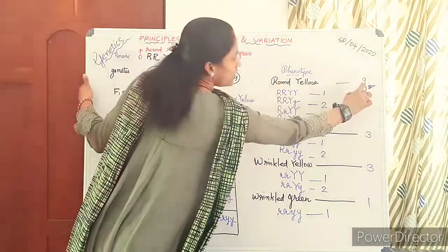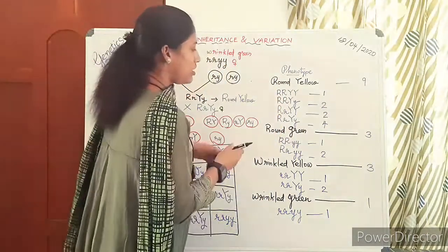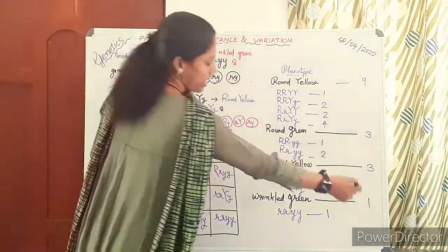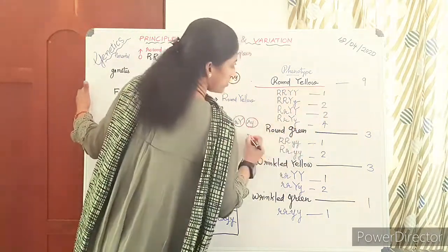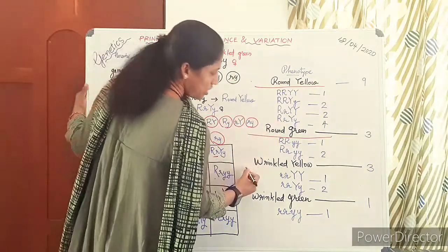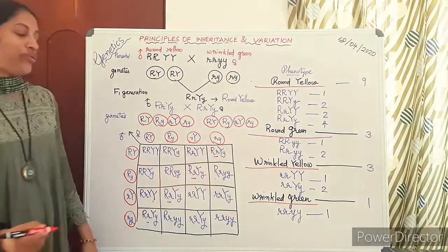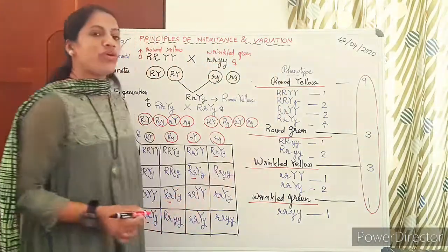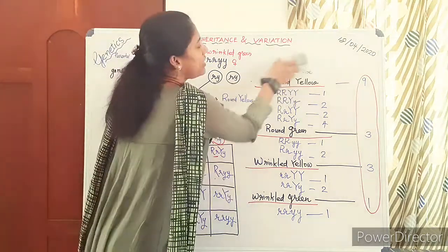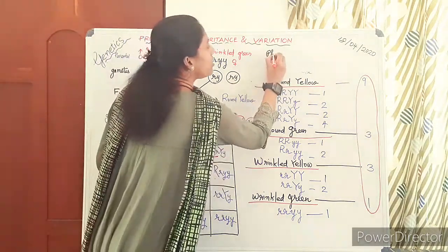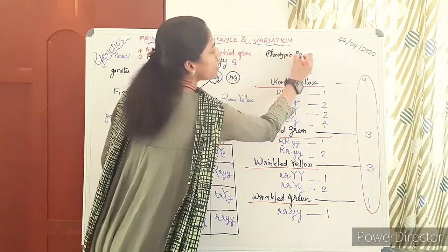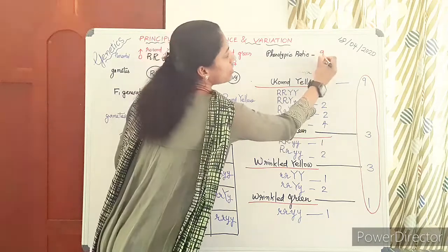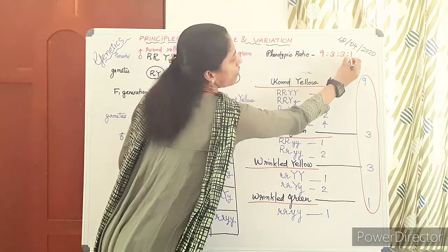Is it clear? So there are 9 round yellow, then 3 round green, then 3 wrinkled yellow, and 1 wrinkled green. You can just cross-check the Punnett square for this. These are the phenotypes: the plant is expressed as round yellow, round green, wrinkled yellow, wrinkled green. So this is the phenotypic ratio of F2. In a Mendelian dihybrid cross, the F2 phenotypic ratio is 9:3:3:1. What do you mean by that?